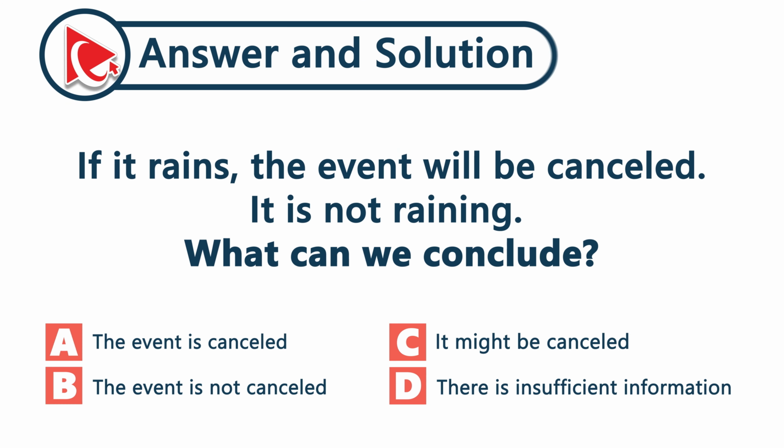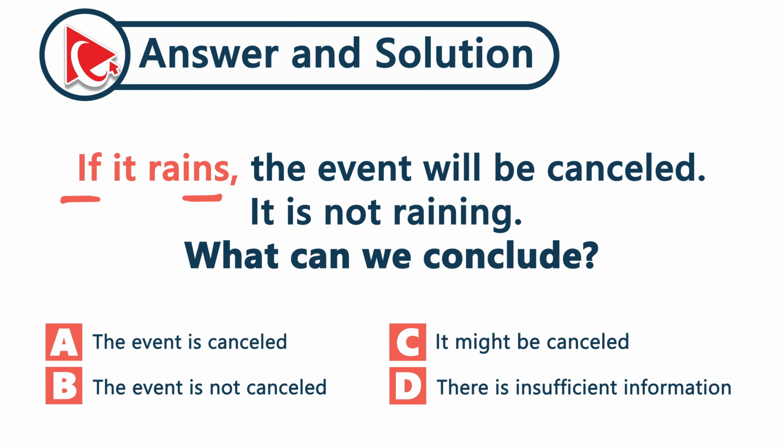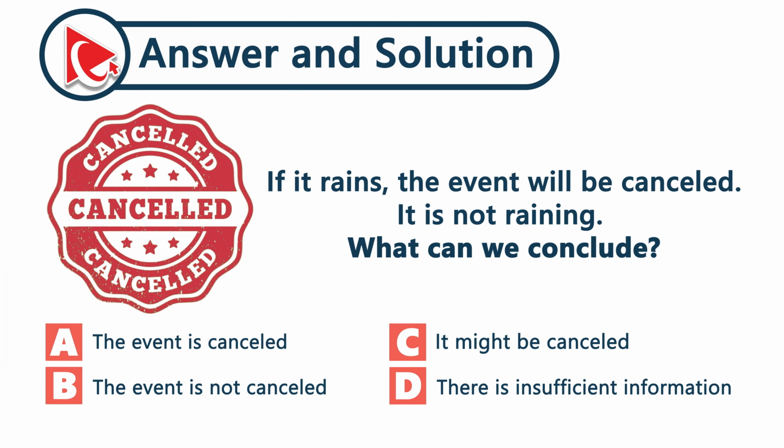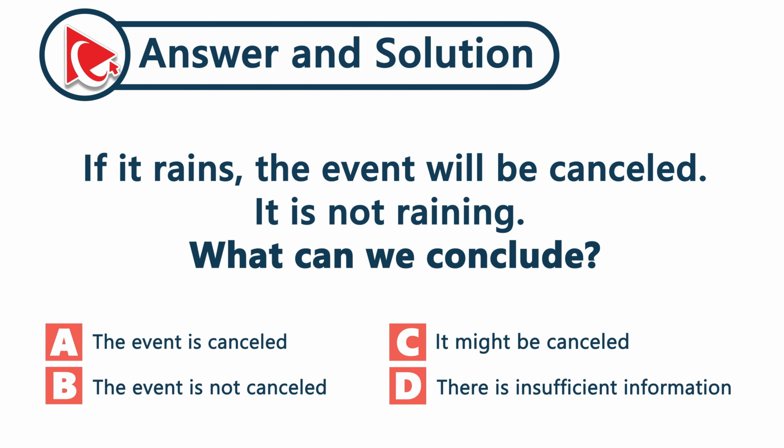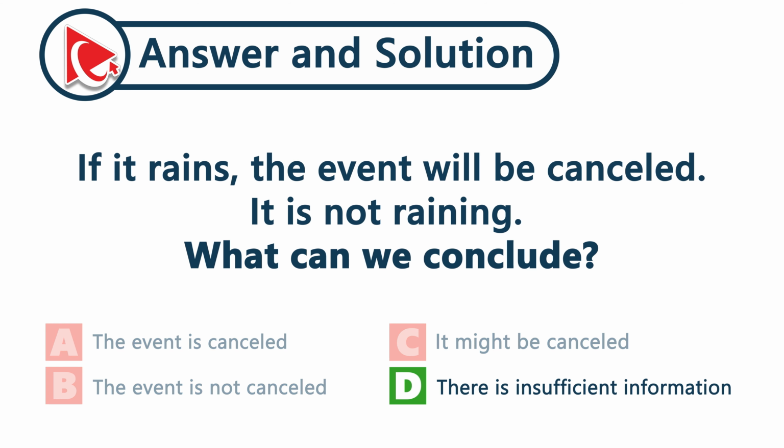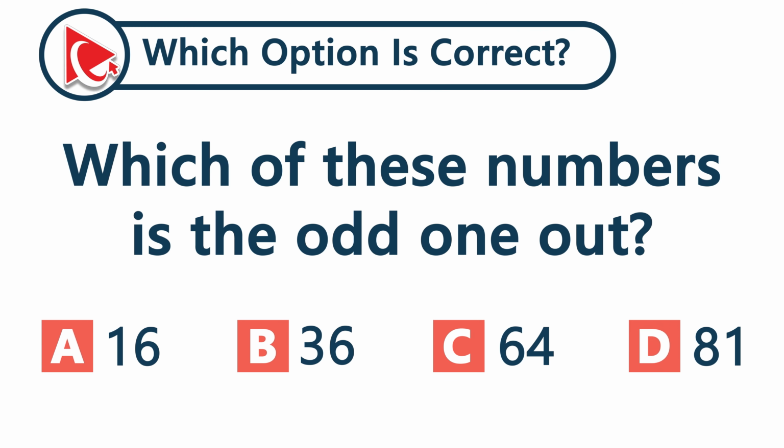Here's the catch. The rule only tells us what happens if it rains. But it doesn't, so we're left guessing. Maybe it's cancelled for another reason. So the only solid conclusion is choice D. There's insufficient information.